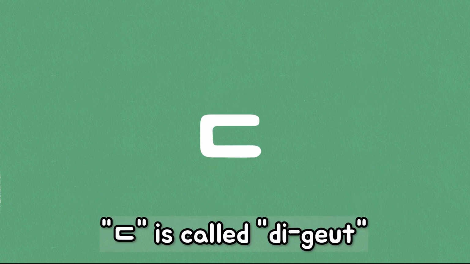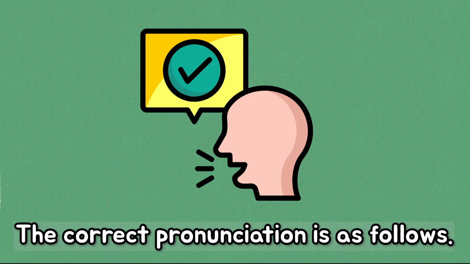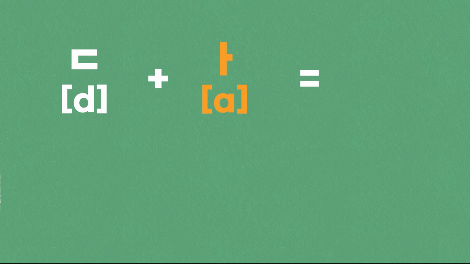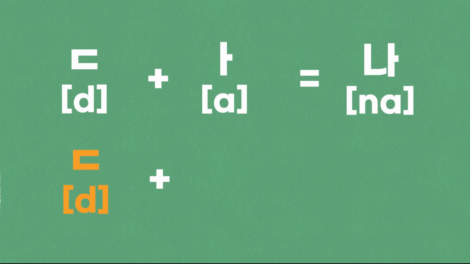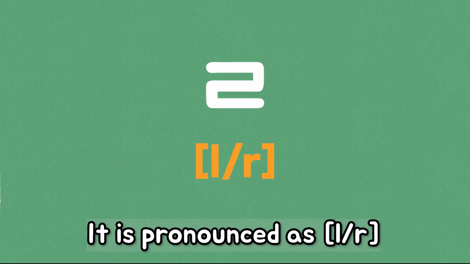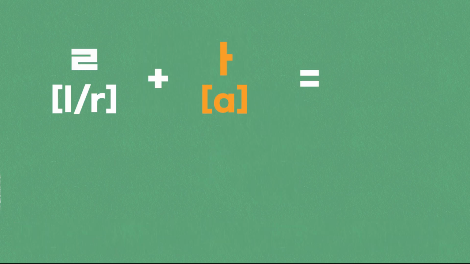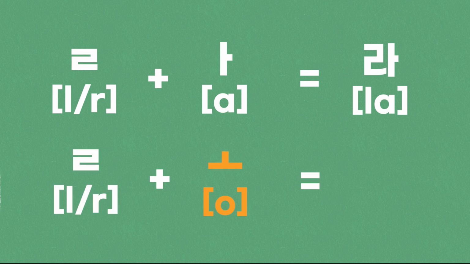Tigut is called tigut. It is pronounced as t. The correct pronunciation is as follows. T, a, ta, t, o, to. Lir is called lir. It is pronounced as l. The correct pronunciation is as follows. L, a, la, l, o, lo.